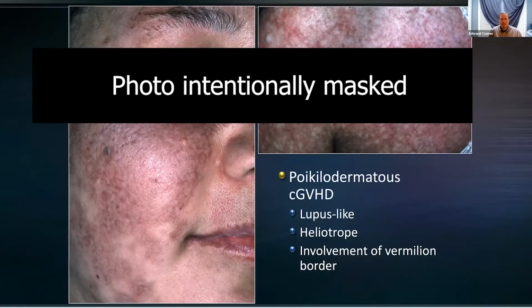Another form of diagnostic GvHD of the skin is called poikilodermic changes. And here you have redness, but you also have light colored skin and hyperpigmentation and atrophy. And this resembles what we see in autoimmune diseases like lupus and dermatomyositis.